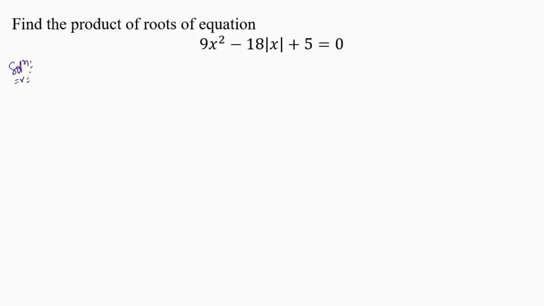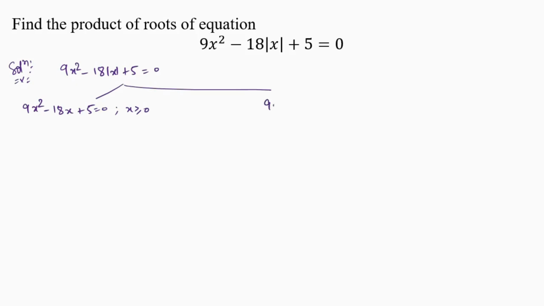Today we are going to solve this very interesting quadratic problem in which we have to find the product of roots of the given equation. So we have 9x squared minus 18 modulus x plus 5 equals to 0. So from here we get two equations. First, 9x squared minus 18 times x plus 5 equals to 0 when x is greater than or equal to 0, and second, 9x squared minus 18 times minus x plus 5 equals to 0 when x is less than 0.